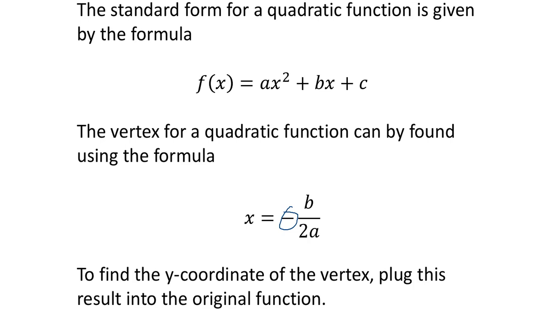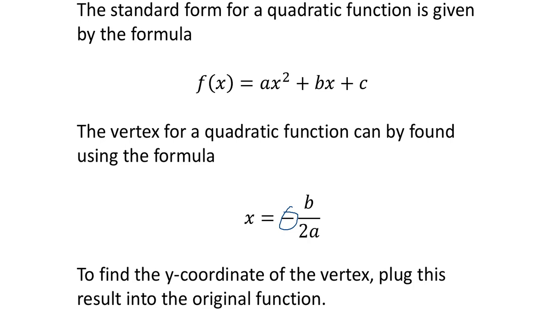That gives you the x-coordinate of your vertex when it's in standard form. To find the y-coordinate of the vertex, you take whatever you get for x and you plug it into the original equation. So to find the y-coordinate of the vertex, plug this result into the original function, and that'll tell you what y is equal to. And so that's how you find the vertex.